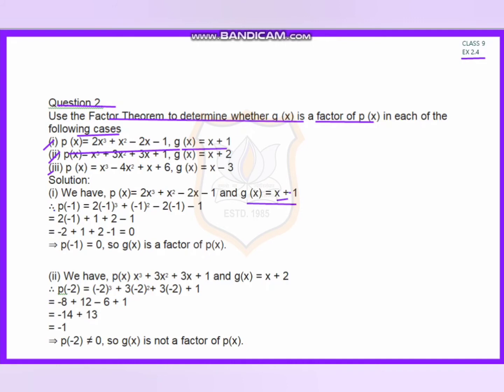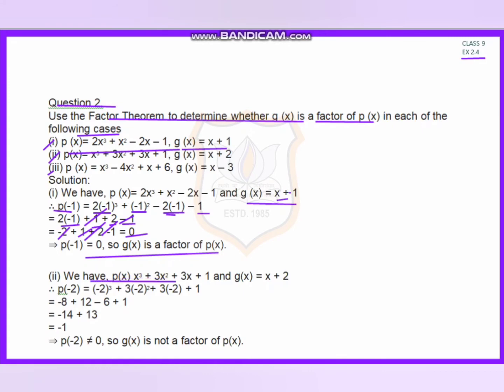Putting the value of x equal to minus 1 in the above polynomial, we get 2 into minus 1 cube plus minus 1 square minus 2 into minus 1 plus minus 1. First, minus 1 cube is minus 1, so 2 into minus 1. Minus 1 square is 1. Minus times minus becomes positive, so 2 into 1 is 2, and minus 1 as it is. Here the plus 1 and this minus 1 cancel out, and then minus 2 and plus 2 cancel out, so we get the result equal to 0. If we are getting the result equal to 0, that means g(x) is a factor of p(x).